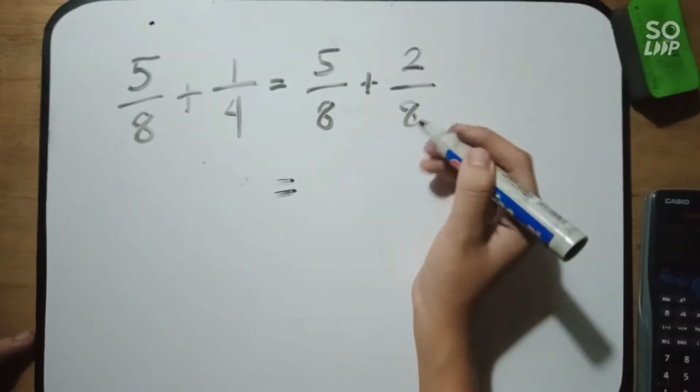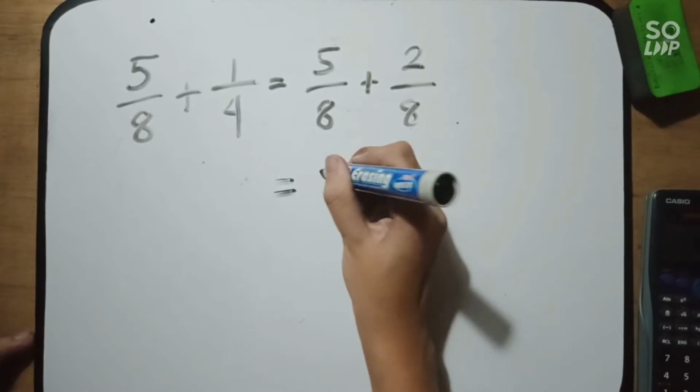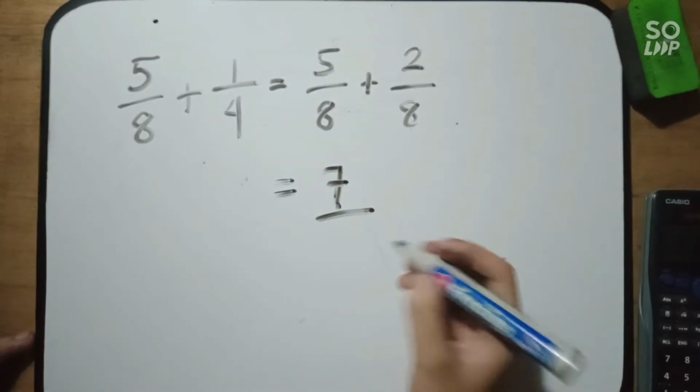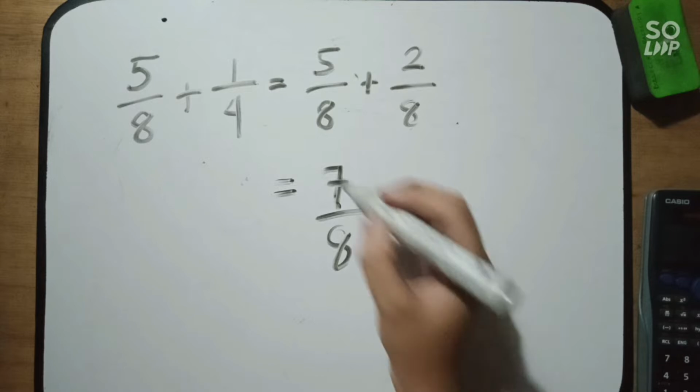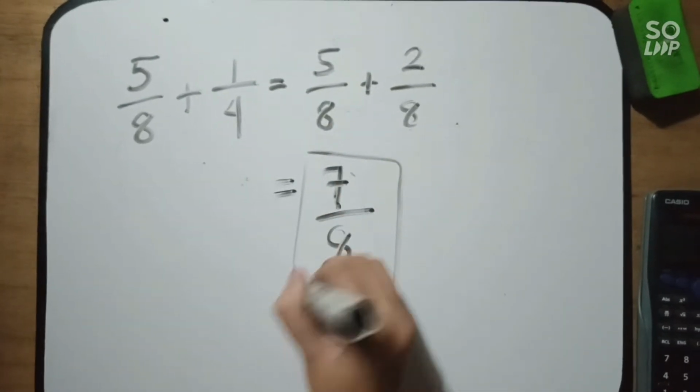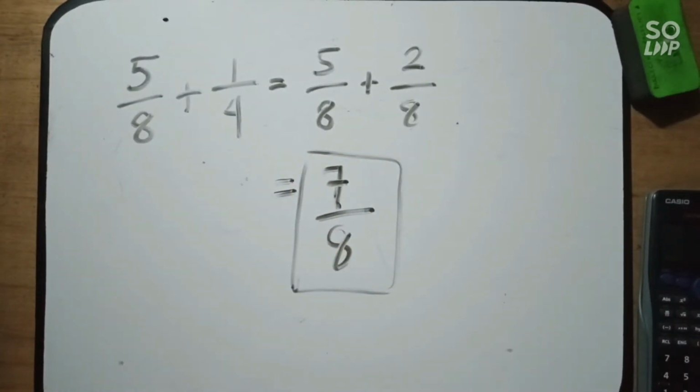So 5 plus 2 is 7. And then copy the denominator, which is 8. So therefore, the total amount of pizza that Justin ate in all is 7 over 8. So this is the total amount of pizza that Justin ate.